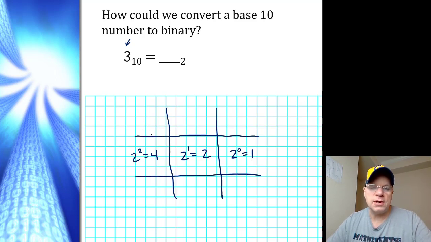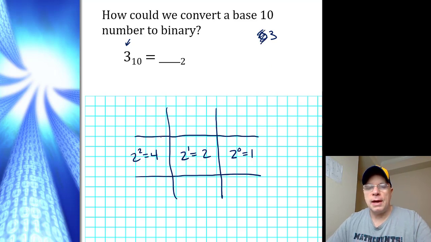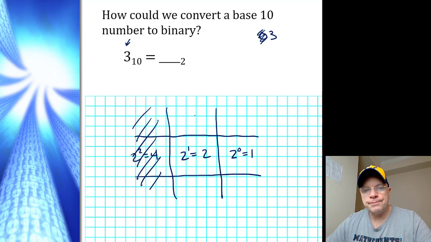By the way, how many 4's could I have in binary? I could only have 0 4's or 1 4. Well, I want 0 4's, but I don't need to start my number with a 0. Just like if you were representing 3 in base 10, you wouldn't write 0 3. You would just write 3. And so I don't need any 4's, but I do need a 2.